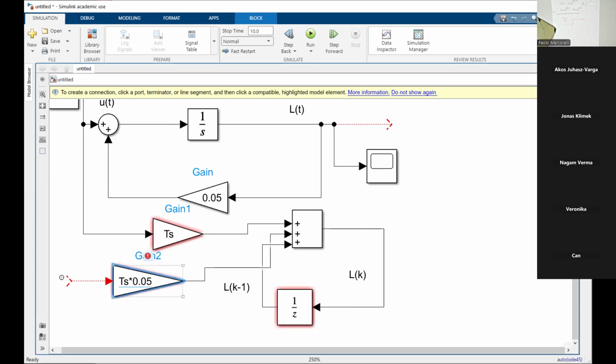I don't know if you agree with this. This must be again multiplied by L of K minus 1. Now we define Ts in an M file. Do you remember the use of an M file? I think we used it once at the beginning of the semester, the data file. Here it should be done a little bit easier.